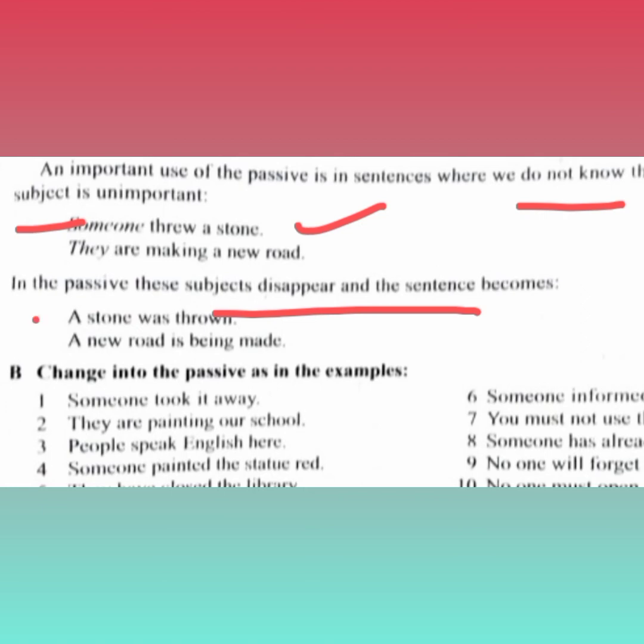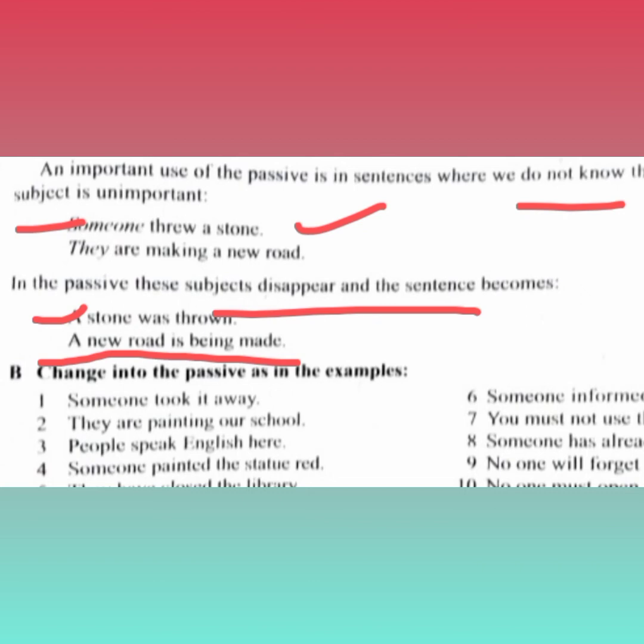Second one, they are making a new road. So the subject is not known here. A new road is being made. So like this, when we do not know the subject, we are not writing the subject in the passive form. So let us do exercise B, change into passive.